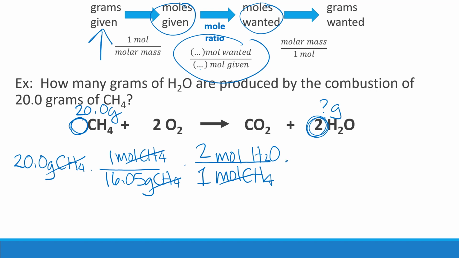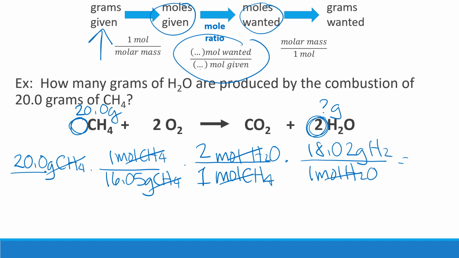And then finally, now that I have moles of water, I can convert that to grams. So I will write in the denominator 1 mole H2O, and then the molar mass of H2O is 18.02 grams. That cancels out moles of water. And then into my calculator, I just put 20.0, and I multiply by 1, but I can skip that because it's not going to change anything, divided by 16.05 times 2, divided by 1 times 18.02, and get my answer. Rounded for sig figs, 44.9 grams of water. Pretty sweet.